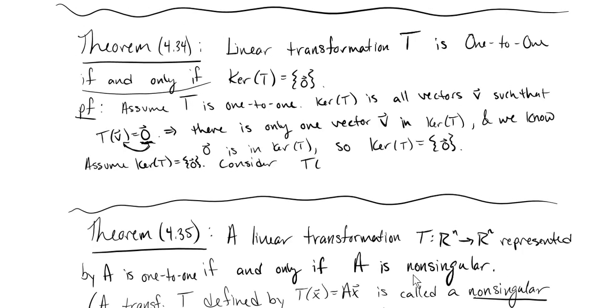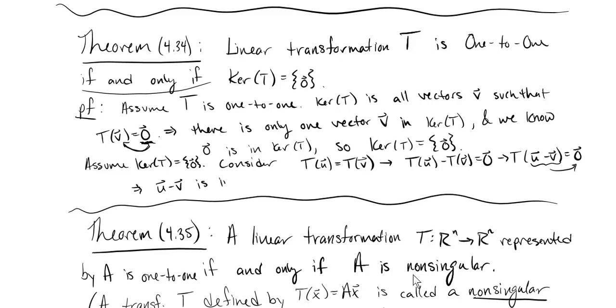Consider T of U, an element in the range, equal to another element in the range, T of V. Well, by linearity, we can move all this to one side, and we get that T of U minus T of V would be the zero vector. Well, that means that, again, by linearity, U minus V, since it's mapping to the zero vector, is in the kernel.